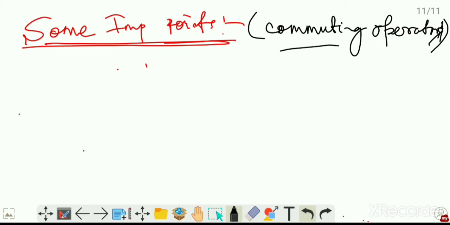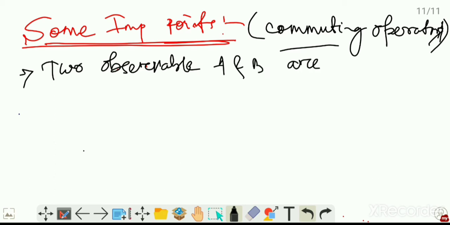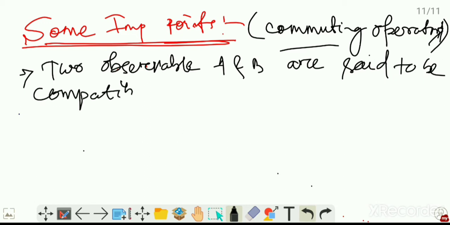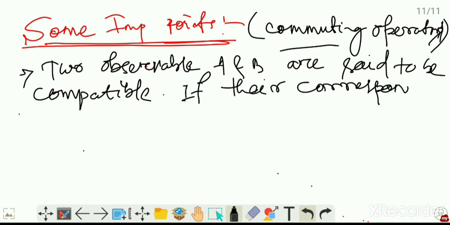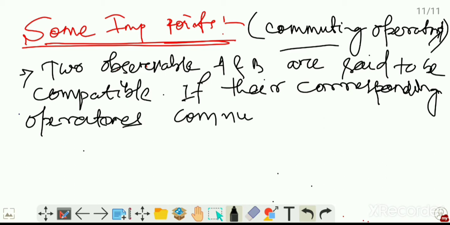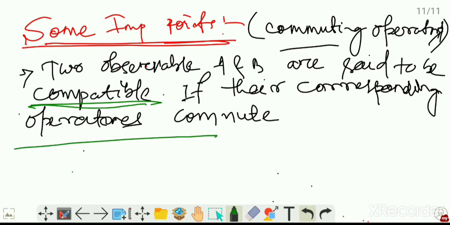क्या point है? That is, two observables A and B are said to be compatible if their corresponding operators commute. ये थी कुछ इंपॉर्टेंट पॉइंट कि अगर किसी दो ऑब्जर्वेबल सेड टू बी कंपैटिबल इफ देयर करस्पॉन्डिंग ऑपरेटर्स कम्यूट, अगर उनकी करस्पॉन्डिंग ऑपरेटर कम्यूट हो जाती है तो हम दो ऑब्जर्वेबल को कंपैटिबल ऑब्जर्वेबल कहेंगे.